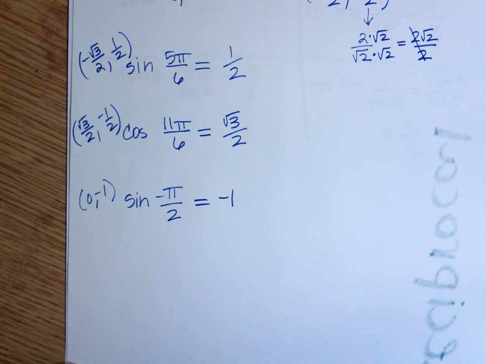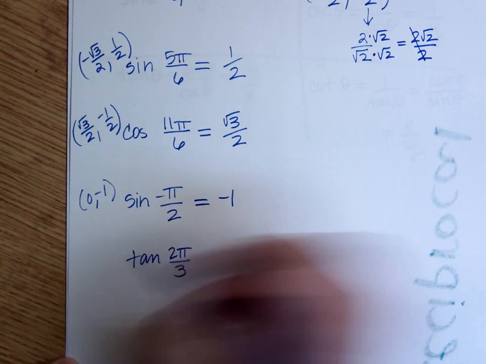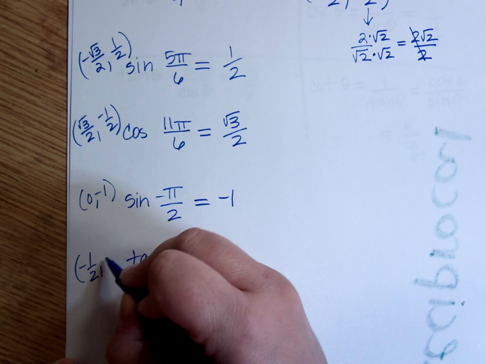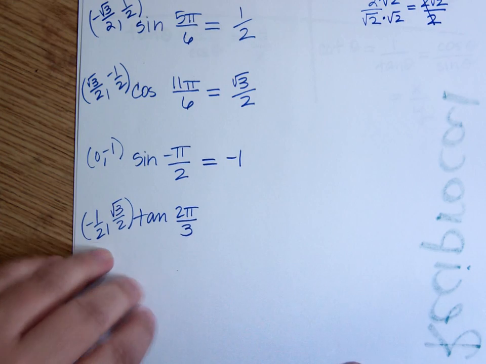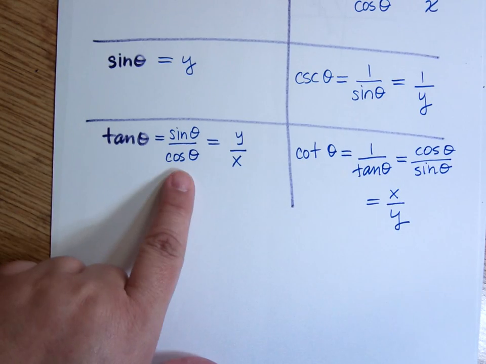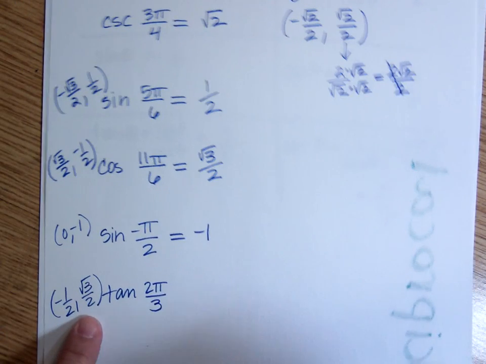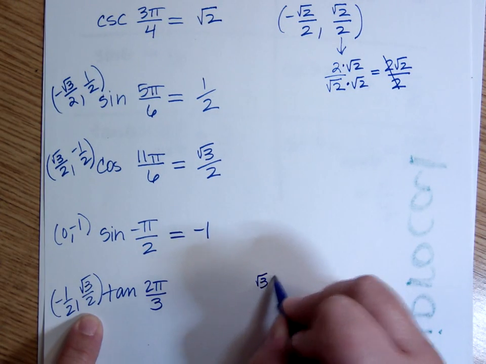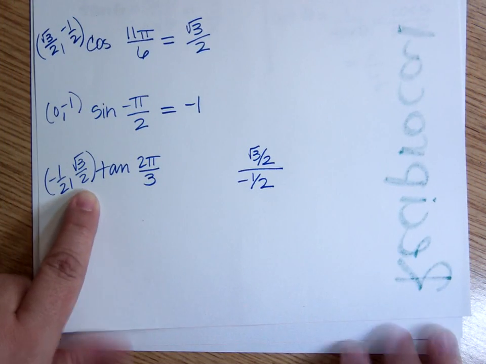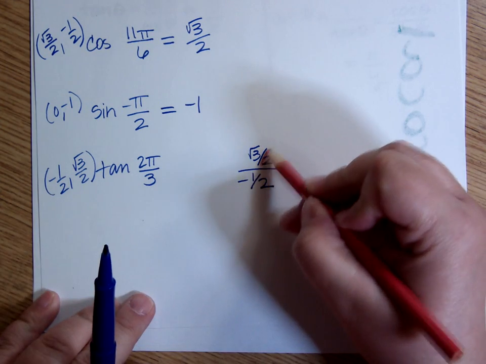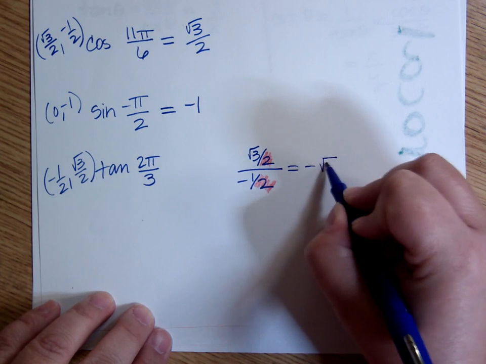Next, tan of 2 pi over 3. The coordinates we found were negative 1/2, square root of 3 over 2. For tan, I have to do a little calculation, because remember, tan is sine over cosine, or the y value over the x value. So I'm going to take the y value, put it on top, and put the x value on the bottom. We've talked about this: if you have the same denominator and you're dividing fractions, those denominators cancel. So this is the same thing as negative square root of 3. And that's my answer.